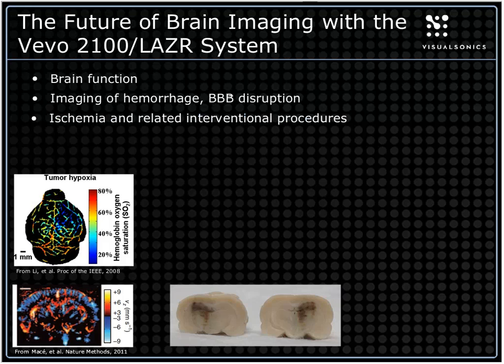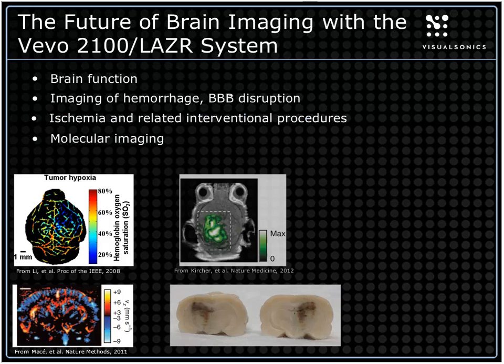There's obviously ischemia and interventional procedures, which I mentioned earlier, but there's a lot that can be done with that, specifically being able to image right down through the whole brain, right down into the circle of Willis, to see the effect of some of those interventional procedures. And there's also molecular imaging as well. This is from the Kircher lab in Nature Medicine, where they're using a probe to identify a glioma in the brain of an animal.